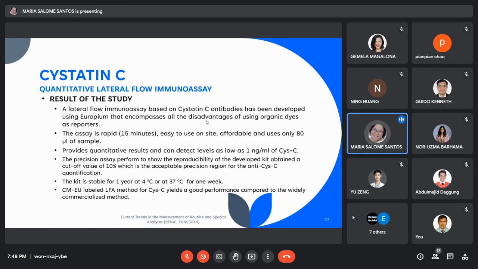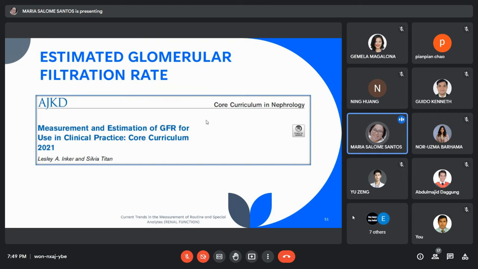The precision assay performed to show the reproducibility of the developed kit obtained a cutoff value of 10%, which is the acceptable precision region for the cystatin C quantification. The kit is stable for 1 year at 4 degrees Celsius or at 37 degrees Celsius for 1 week. The carboxylate modified polystyrene europium labeled lateral flow assay method for cystatin C yields a good performance compared to the widely commercialized method.